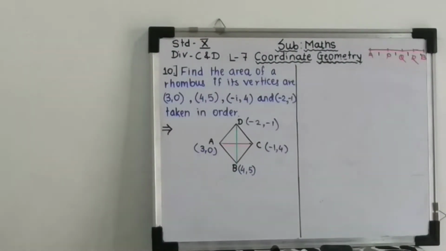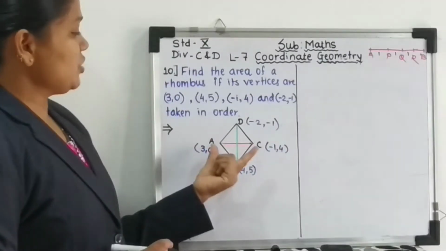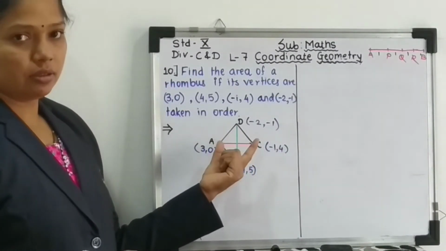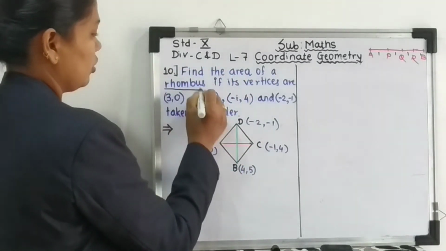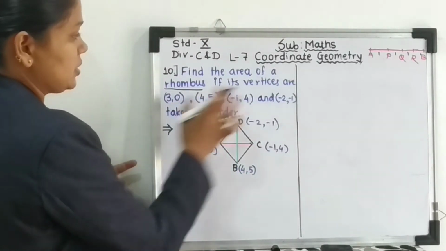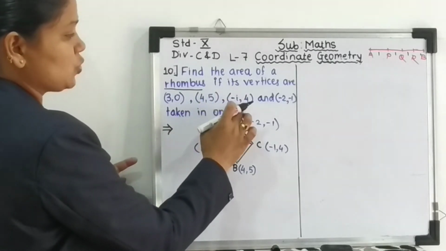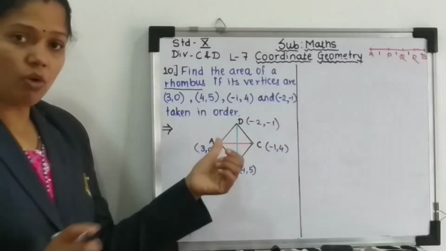So let us start with this sum. Question number 10. First of all, draw a figure ABCD, a rhombus. Here in the question it is given rhombus, so draw it. Then the vertices are (3, 0), (4, 5), (-1, 4), (-2, -1), taken in order.